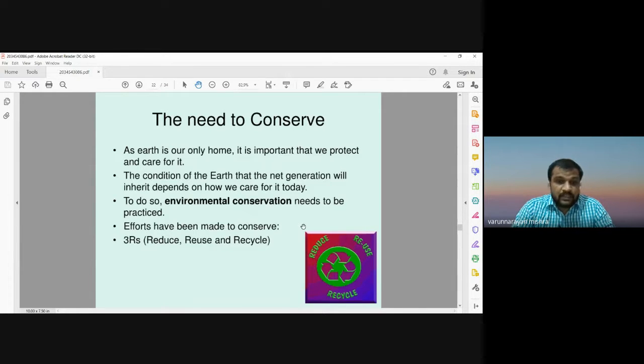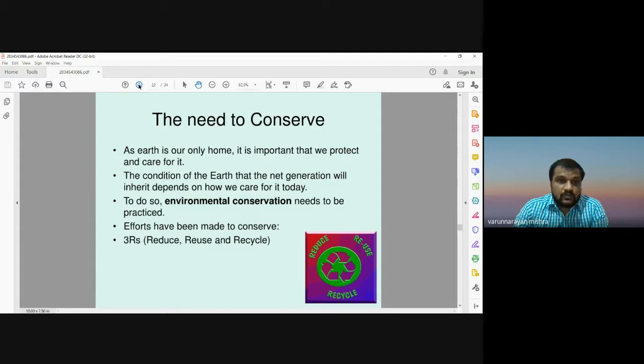Efforts have been made for the conservation of earth resources. We should focus on the use of 3 R's, that is reduce, reuse, and recycle. This is very important. We have to work on the use of 3 R's to conserve the natural resources, to conserve the earth, so that we can protect it for the future generation.